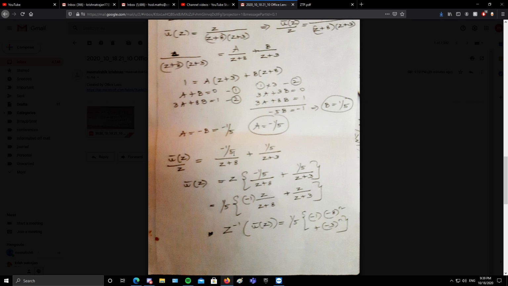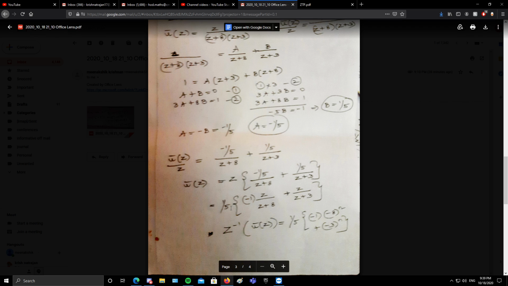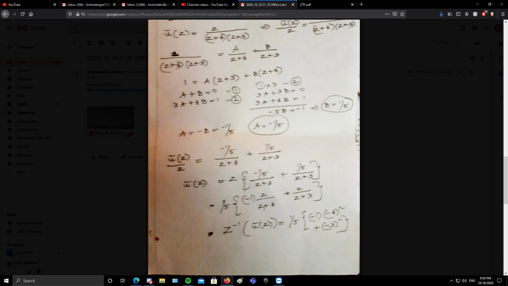Now you take z to the other side. See, the z takes z to the right side. So take the constant out. So 1 by 5 minus 1 into z by z plus 8 plus z by z plus 3. So what is z by z plus 8? It is a transform of minus a the whole power n. See, if you have the transform, you should know to identify the nth term.